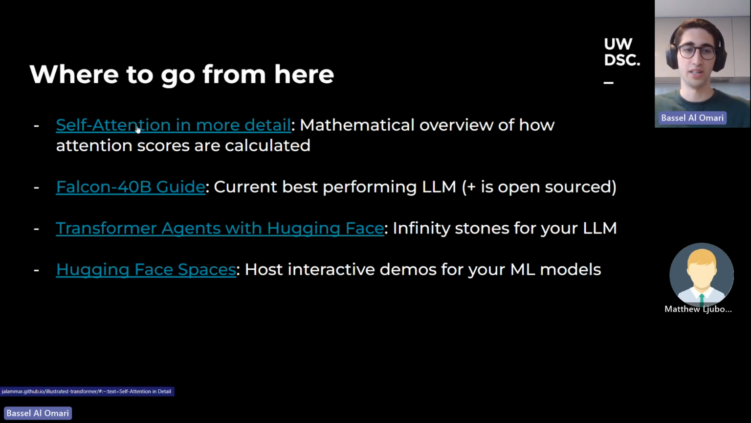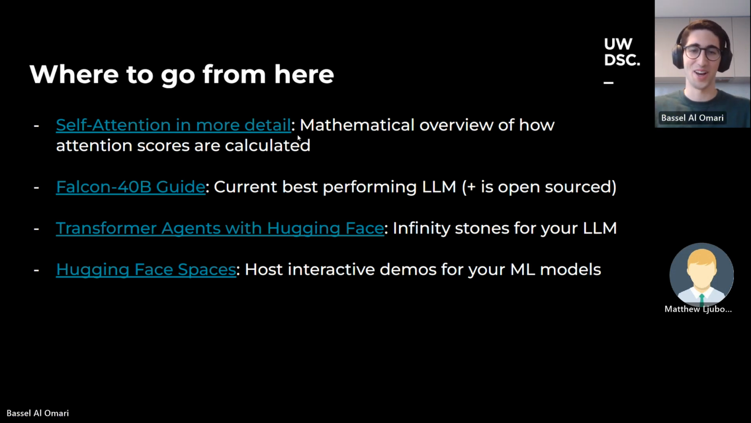This first link here provides a pretty nice guide for you to explore that. Another thing you can take a look at is the Falcon 40B, which is a new model developed by researchers at Abu Dhabi. It's actually the best performing large language model as of yet, and it's open source. So you can pull it from Hugging Face, test it out, play with it yourself. And this is a link to a blog post on Hugging Face that provides a guide for you to use and test it out.